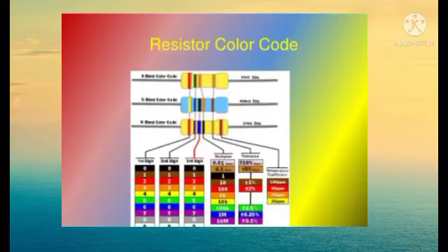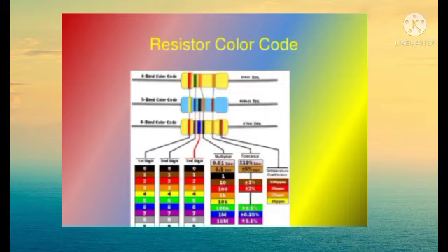Let's discuss how we can find out the value of resistance, how we can measure it. For measuring the value of resistance, different instruments are available. We can use a multimeter to measure the value of resistance. But on carbon composition resistors, some color bands are printed, and by using those color bands we can measure the value of the resistor.